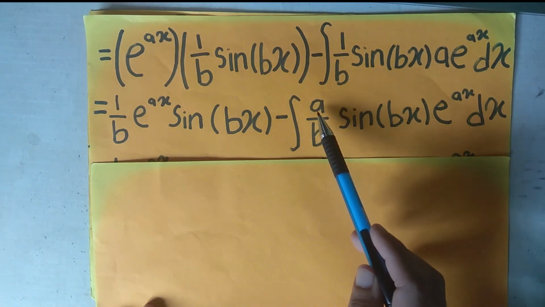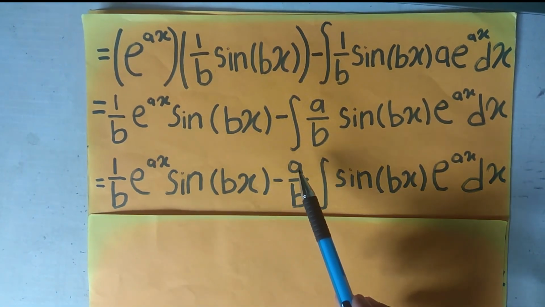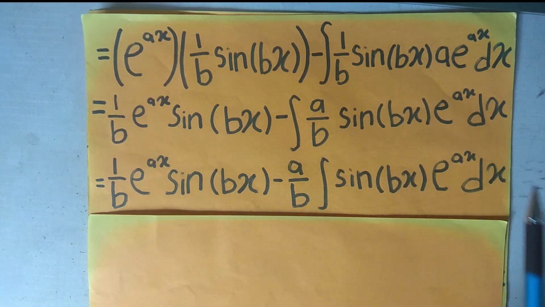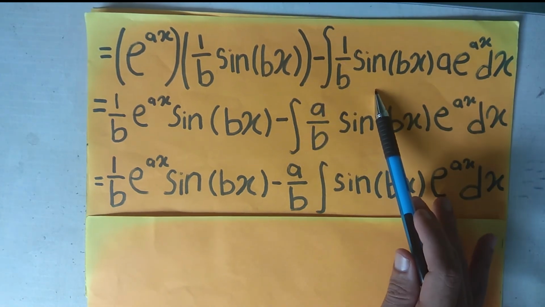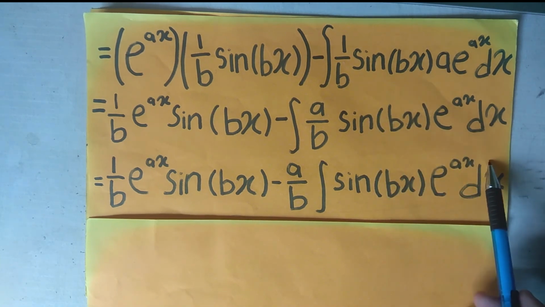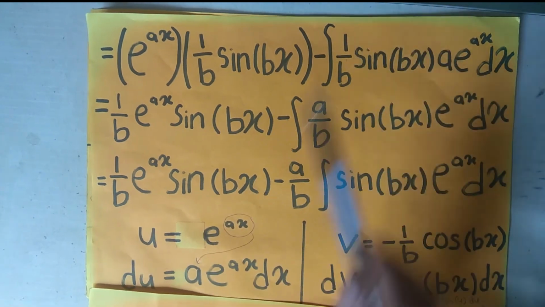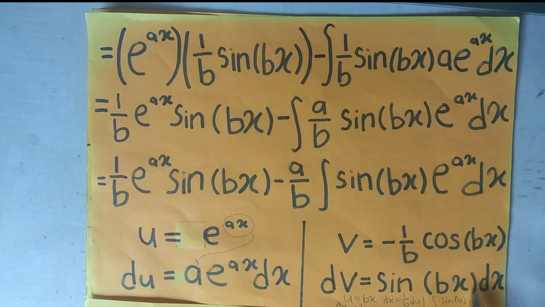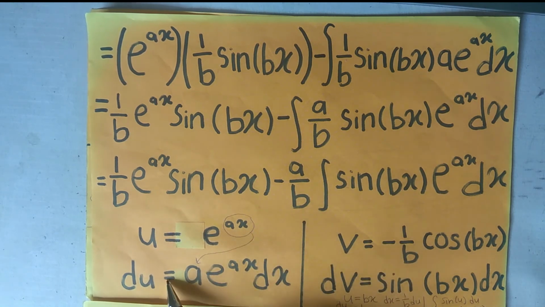After this, we simplify again: 1 over b exponential power of ax sin bx minus a over b integral of sin bx exponential power of ax dx. We took a over b in front of the equation, and after this we also have to integrate this by integration by parts, and we let u equal to exponential power of ax and dv equal to sin bx dx. When we differentiate u equal to exponential power of ax, we get du equal to a times exponential power of ax dx.